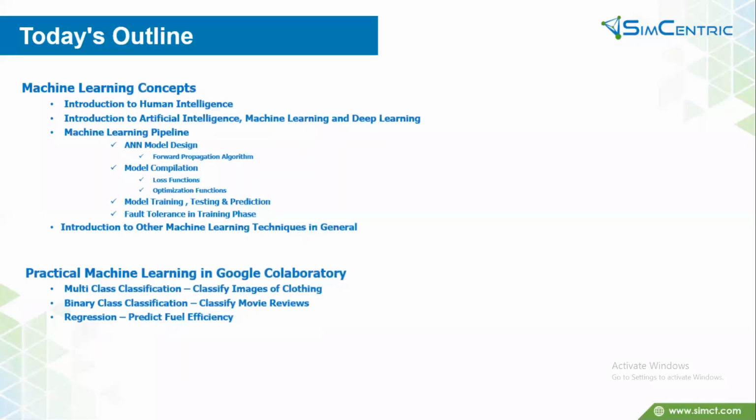We will discuss a little bit about fault tolerance in the training phase. More specifically, we will give you an overview of some other machine learning techniques in general. In the practical sessions, we will be covering three main practicals. One is to implement a neural network to classify images of clothing. It would be a multi-class classification problem, then a binary classification problem, and a regression problem will be covered in the practical sessions. So that's today's outline.